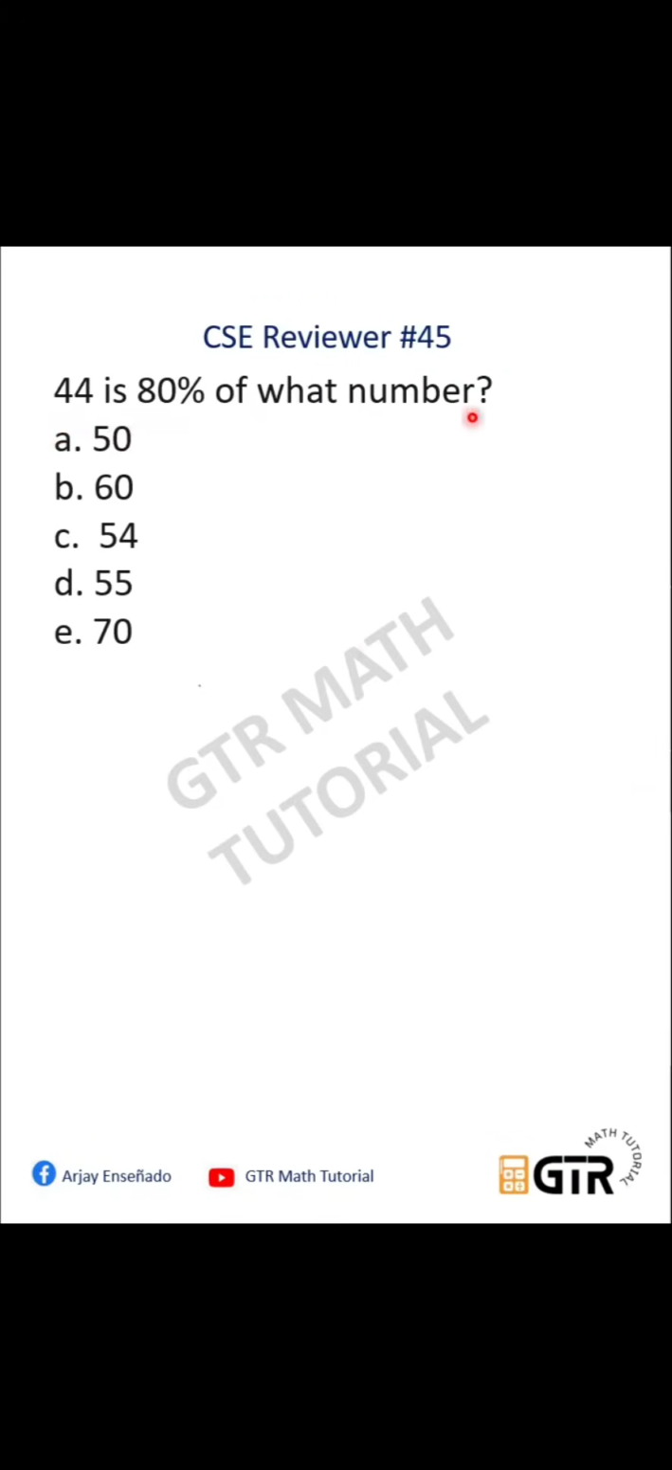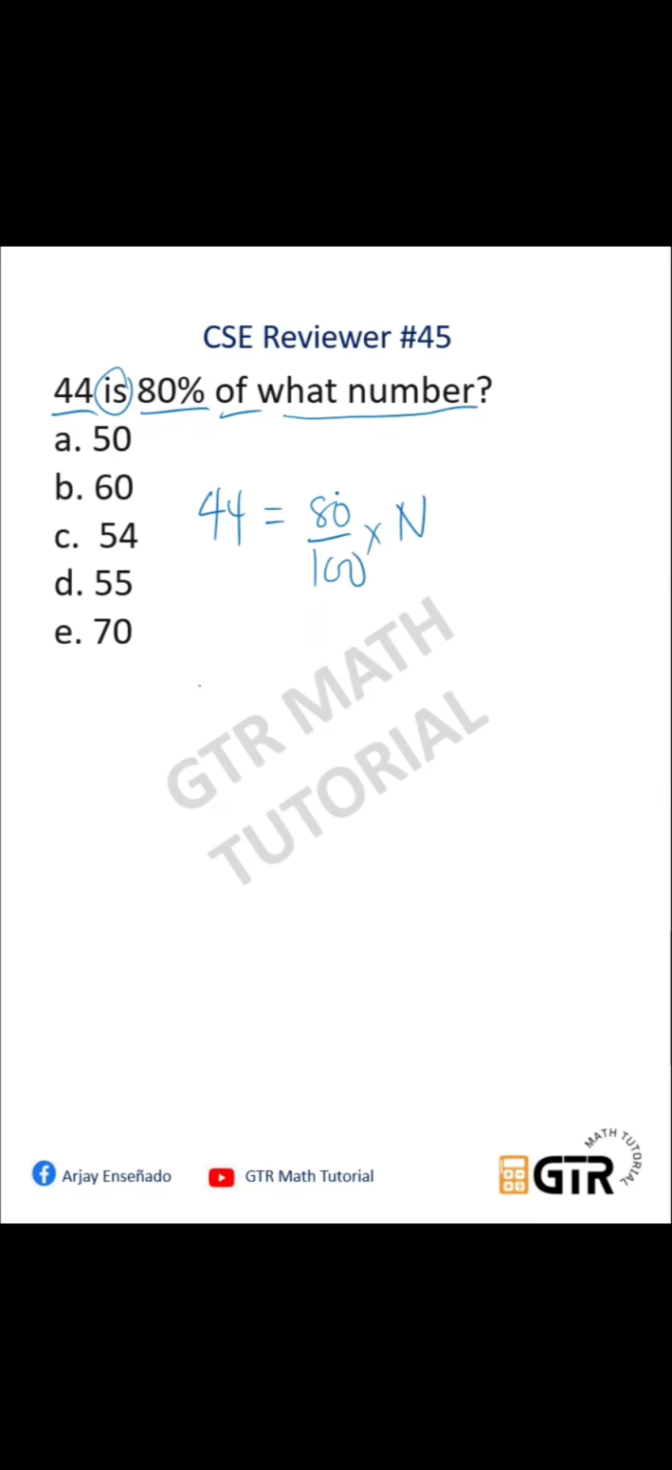44 is 80% of what number? So gawan lang natin ito ng equation. So we have 44 is, means equal sign. So we have equals 80%. So we can write this as 80 over 100. Of means multiplication, and then what number, we can assign any variable, times n.